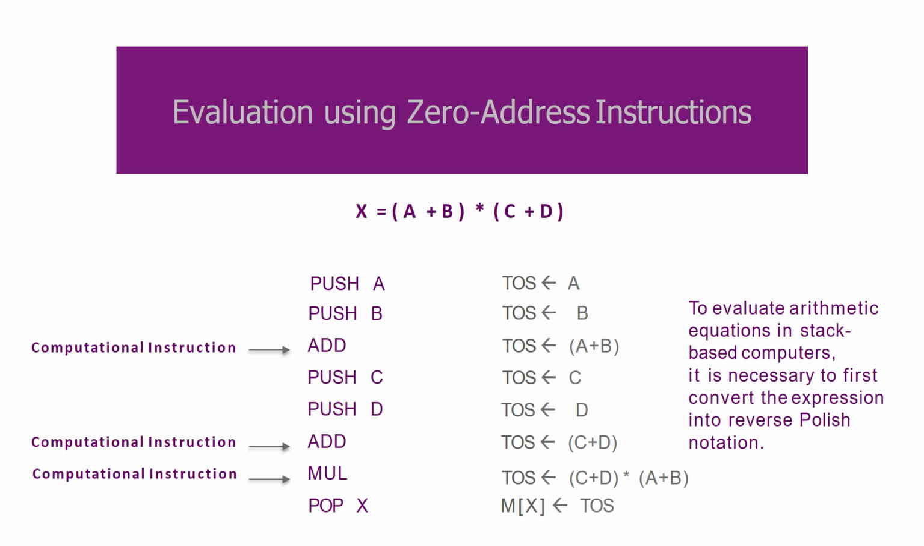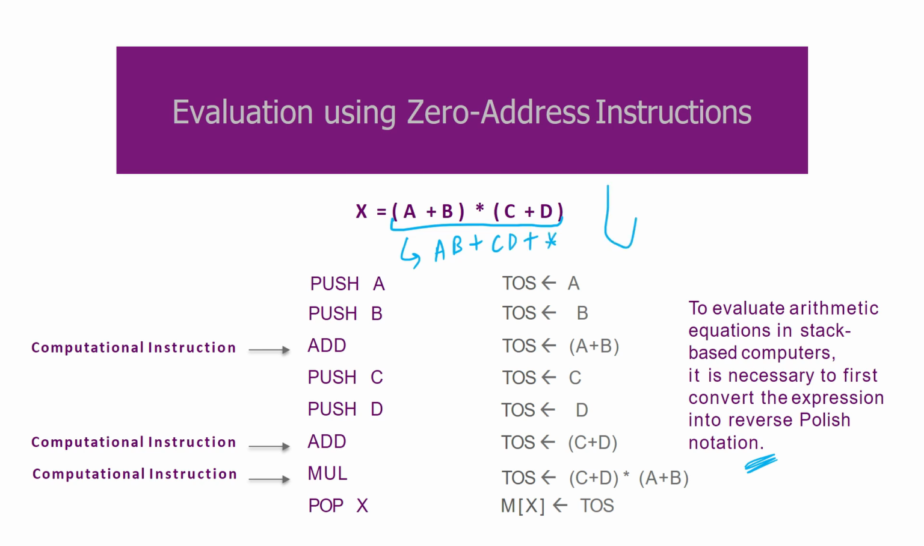To evaluate the arithmetic expression in stack-based computers, it is necessary to first convert the expression into reverse Polish notation. We have seen earlier how the reverse Polish notation is done. So what will be the reverse Polish notation of this one? It will be A, B plus, C, D plus, and multiply.